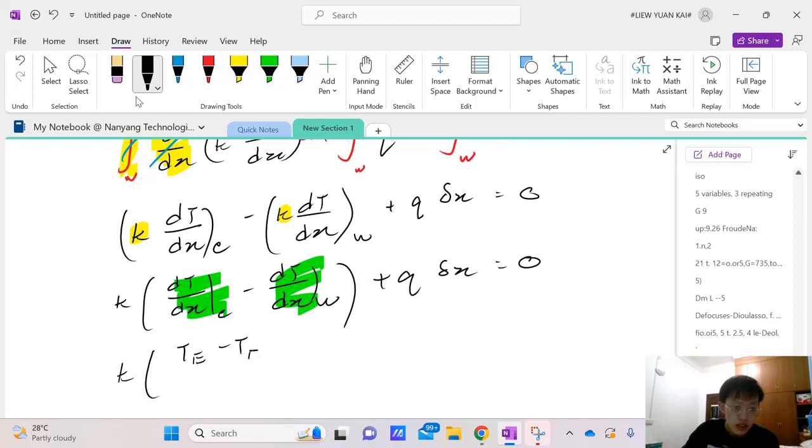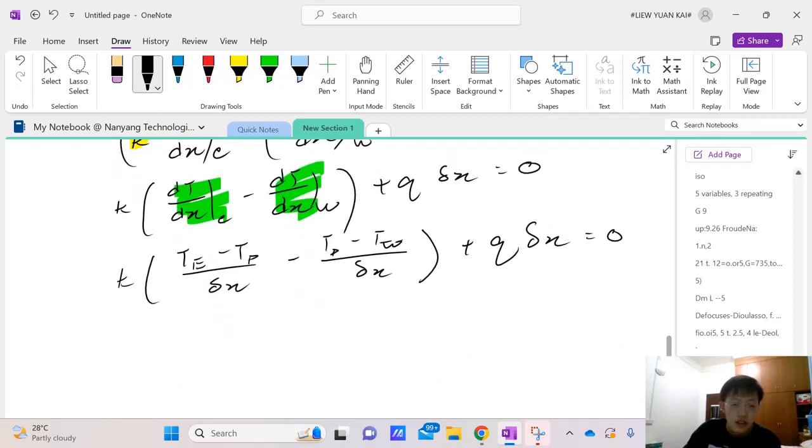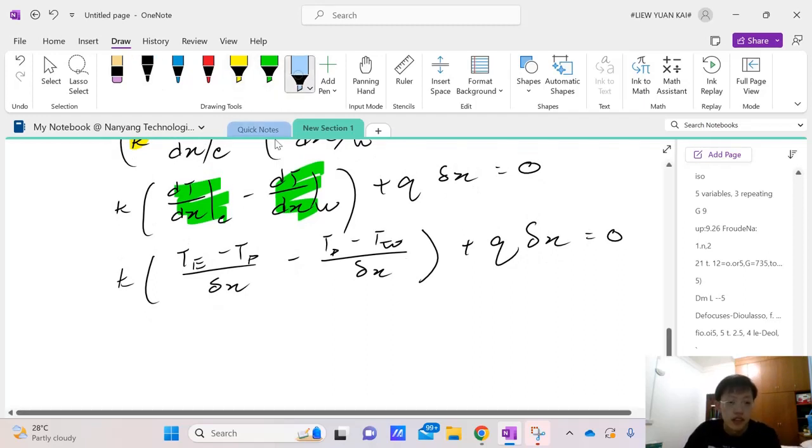TE minus TP over delta x, minus TP minus TW over delta x, plus Q delta x. Okay, now we're going to simplify this. So let's take a look at how to simplify this carefully.